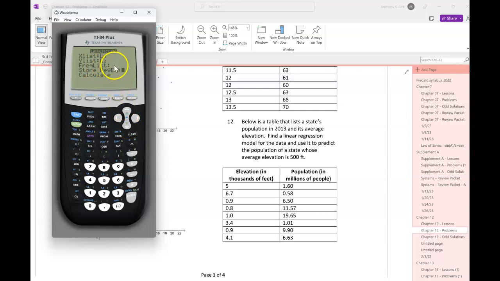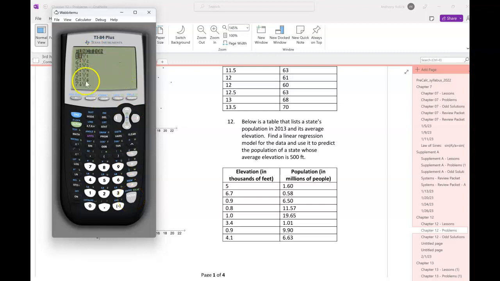Frequency list is always blank. I'm going to store my regression equation because it's asking me to do something with it later on. It just makes it a little bit more convenient. So I'm going to store that into Y1. So I'm going to press Vars and go over to Y-Vars because I want a Y variable.